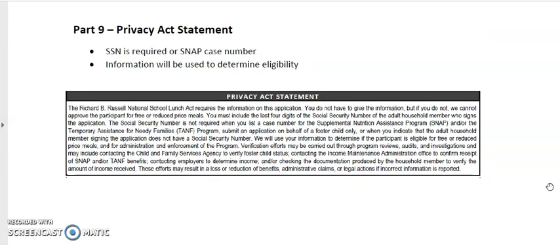Part 9, Privacy Act Statement. The statement basically states why we're collecting the information and what it's going to be used for. And our sole purpose is to determine eligibility.